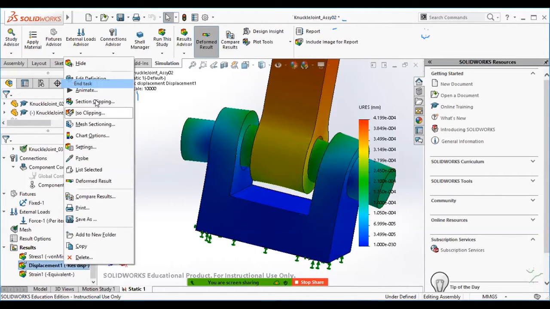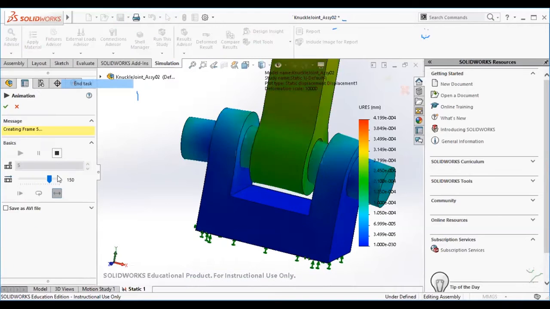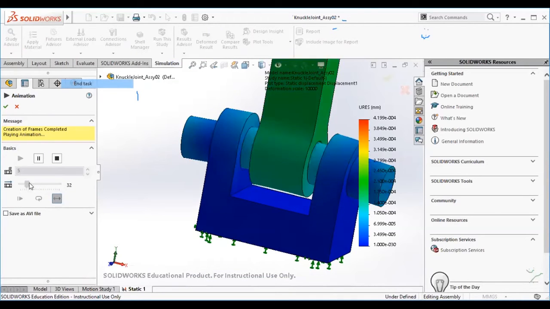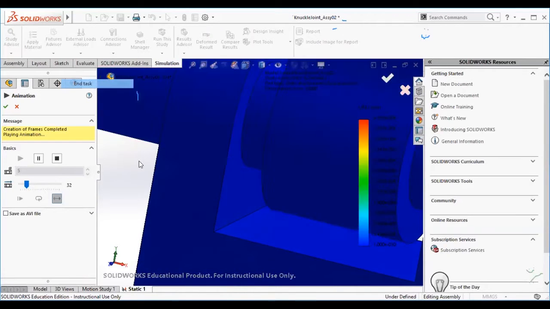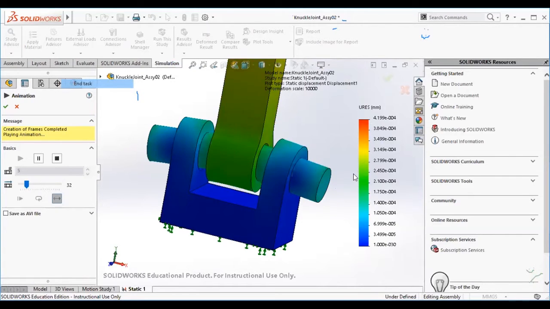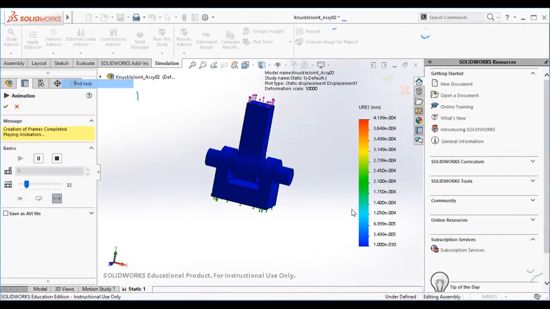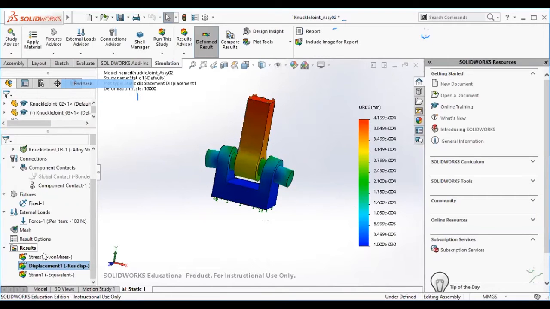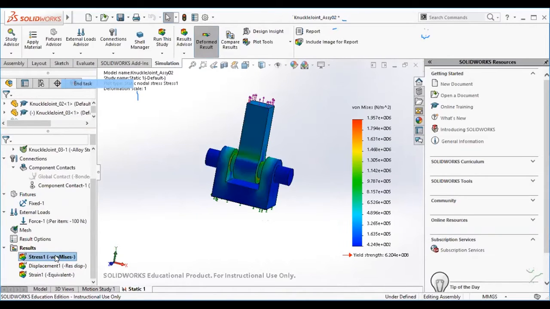You can also animate the response, and you can slow it down and see that the gaps are getting generated between the two surfaces. This is just a displacement plot. You can also see the stresses that are getting generated in the material. If I go to the stress plot, which is von Mises stress, we will see what von Mises stresses are.